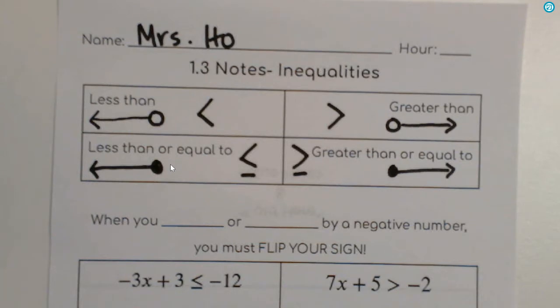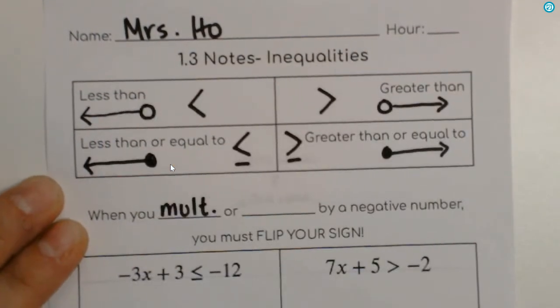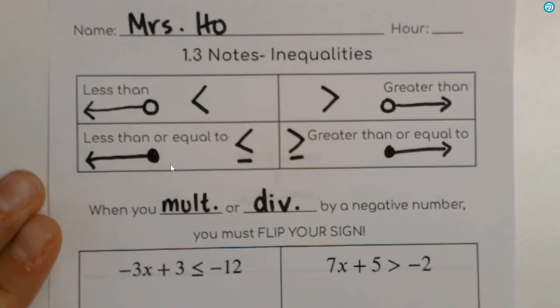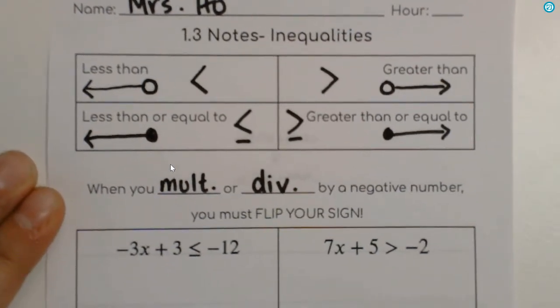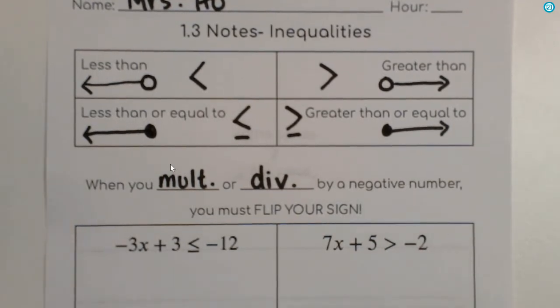Okay, next 2 blanks before we start into our examples are what you guys just figured out at the boards. And that is when you multiply, and I'm going to abbreviate that because my line's not long enough, or divide, I'm going to abbreviate that too, by a negative number, you have to flip your sign. So when you guys were at the boards, and I know group 3 did it on their own, they flipped their signs in order to make their statements true. So in order to keep statements true, you have to flip your sign.